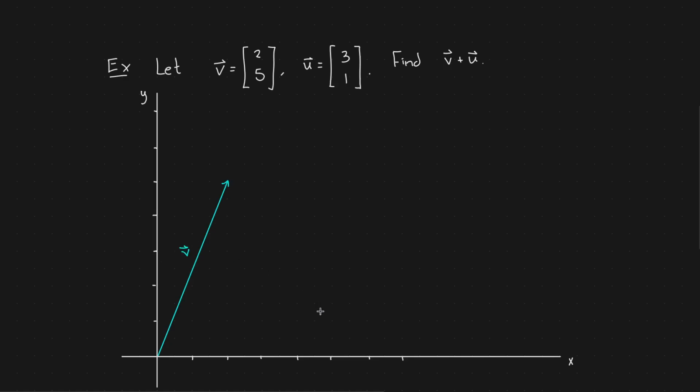So there's vector v. And now vector u, I'm going to draw tip to tail with vector v. So the tail of vector u will be at the tip of vector v. Vector u is 3, 1. So from the tip of vector v, I go 1, 2, 3 units in the x direction, 1 unit up. And I have vector u. And so vector v plus u should be this one right here.